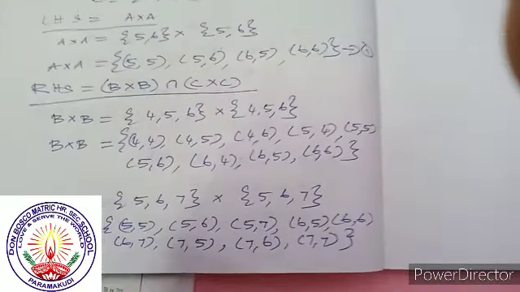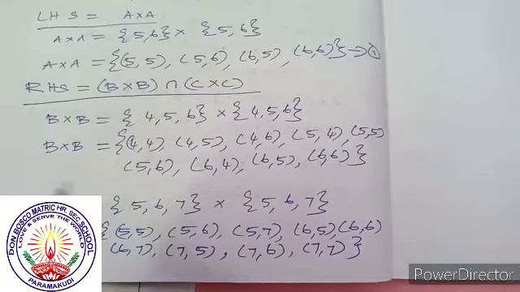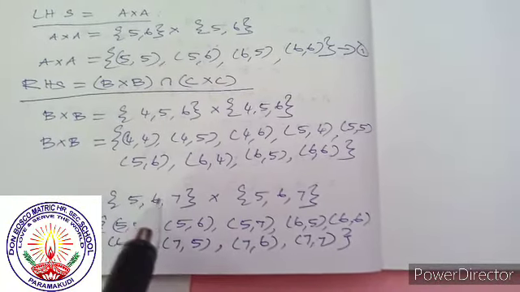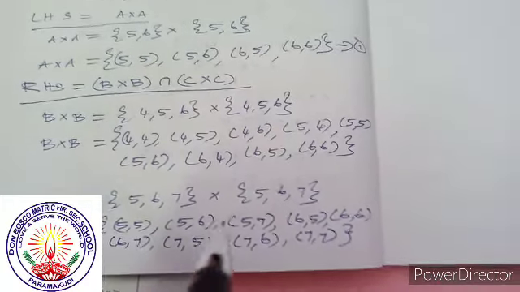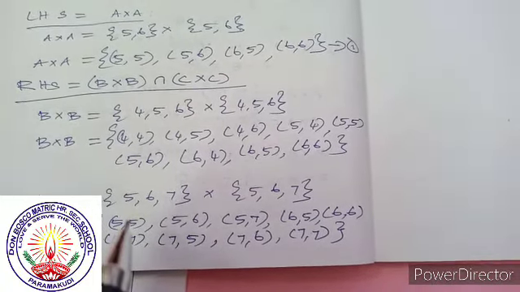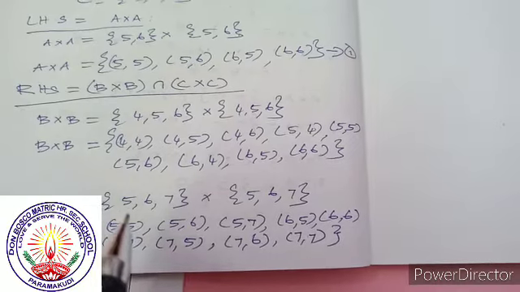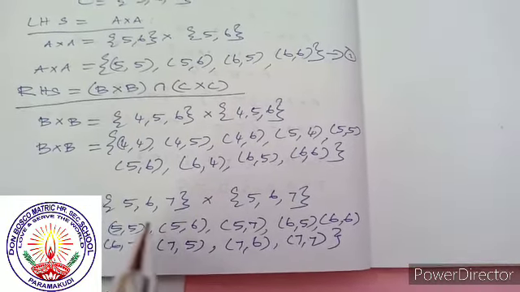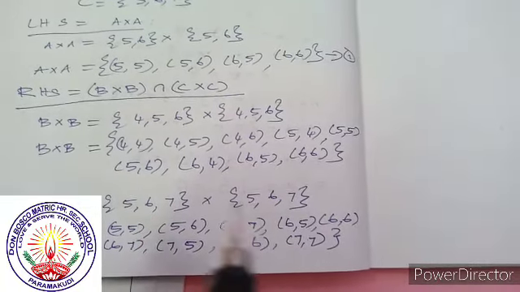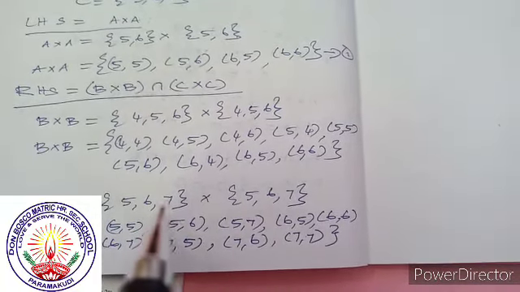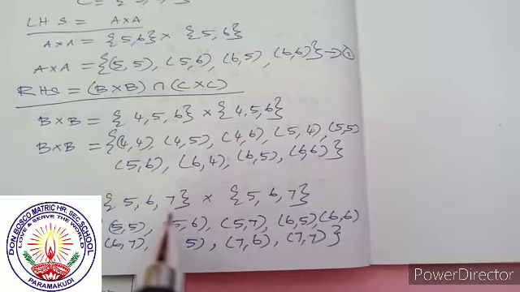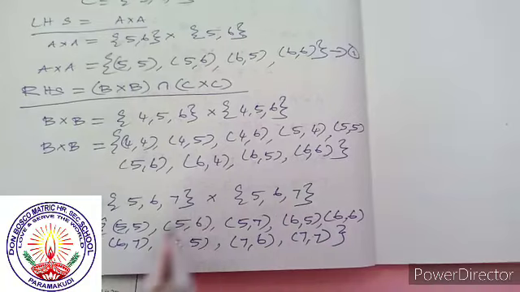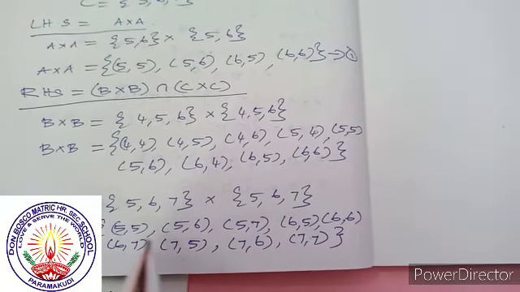Like that we have to find C cross C also. C cross C means first you write C, second also C. What are the elements? C is equal to {5, 6, 7}, {5, 6, 7}. So next start with 5: (5, 5), (5, 6), (5, 7). Then (6, 5), (6, 6), (6, 7). Then (7, 5), (7, 6), (7, 7). So C cross C will have 3 into 3 is equal to the same 9 elements.